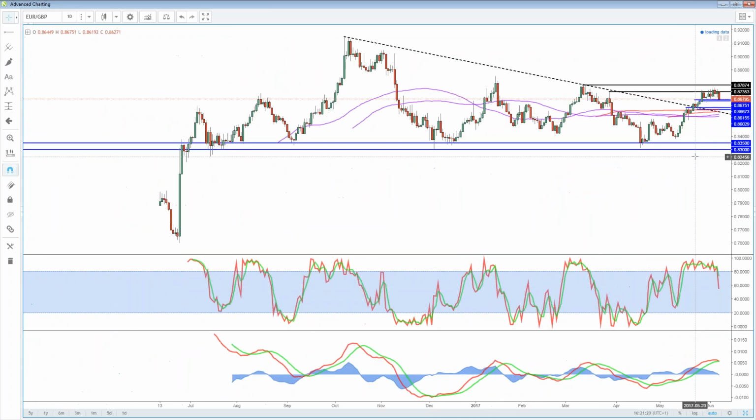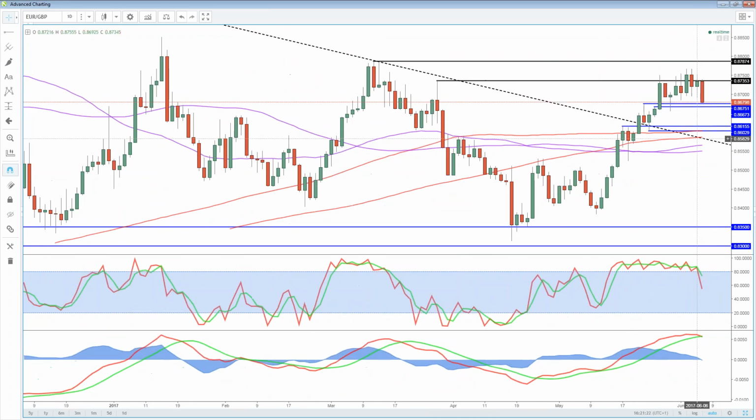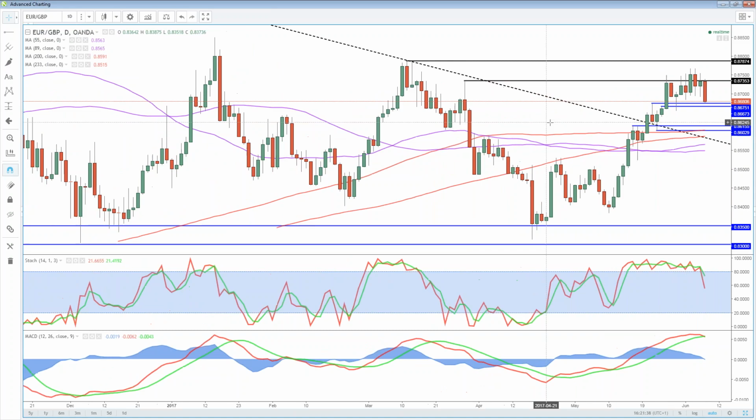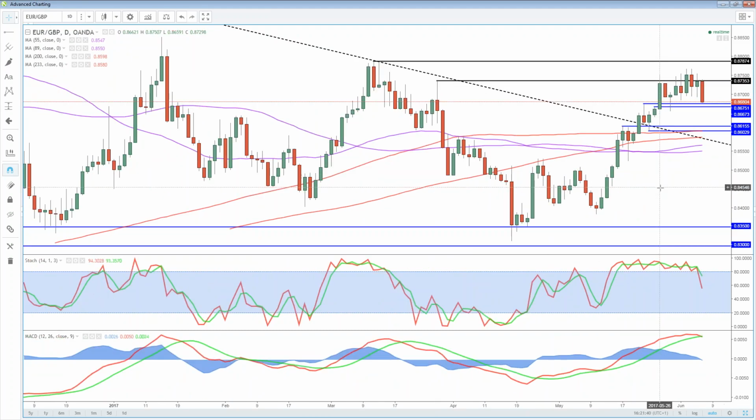Should we see a break below here, then I think the next interesting level really comes around these 86 levels. Not only is it prior resistance and support, you've also got the 200-day moving average coming into play here. You can see that noted here. So that could offer some support as well. You're also approaching the bottom of this descending trend line, which we traded below for some time.